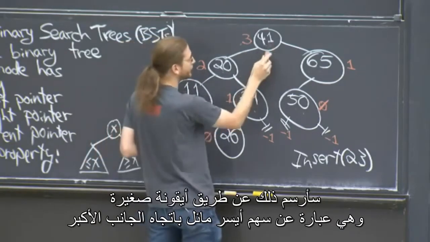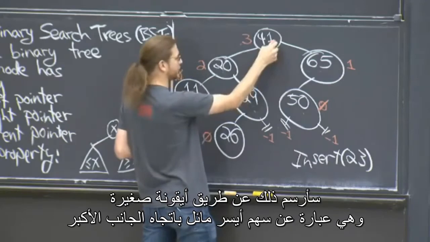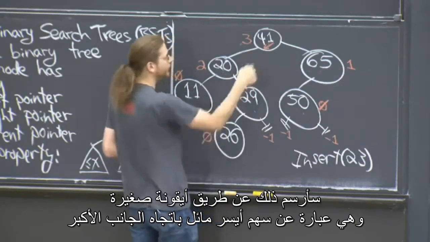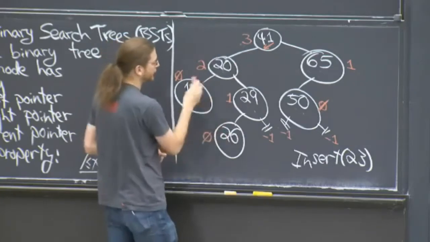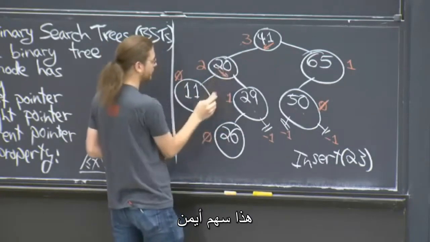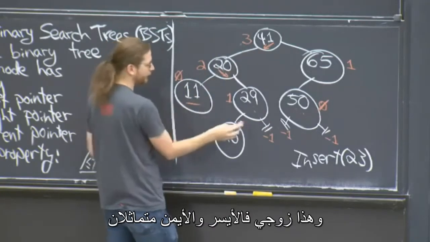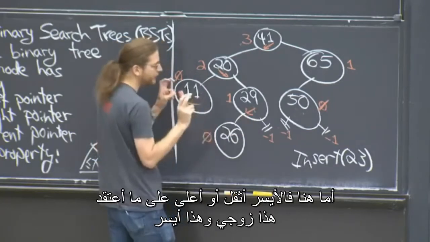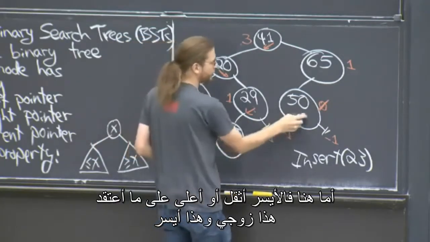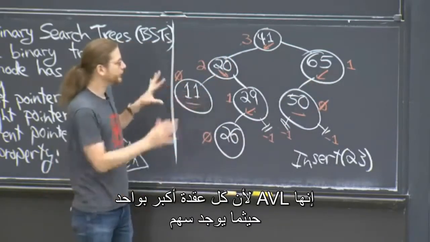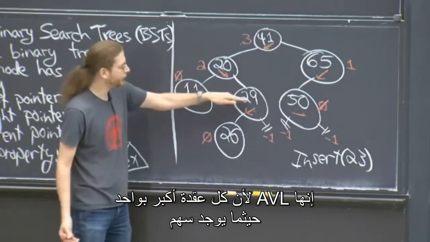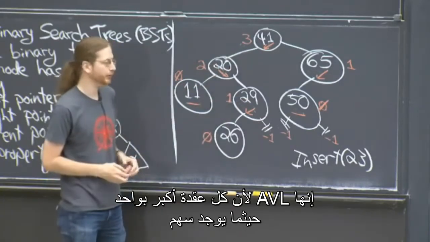So I'm going to draw that with a little icon, which is a descending left arrow if this is the bigger side, and this is the right arrow. This is even: the left and right are the same. Here the left is heavier or higher, I guess. Here it's even. Here it's left. This is AVL because it's only one heavier wherever I have an arrow.